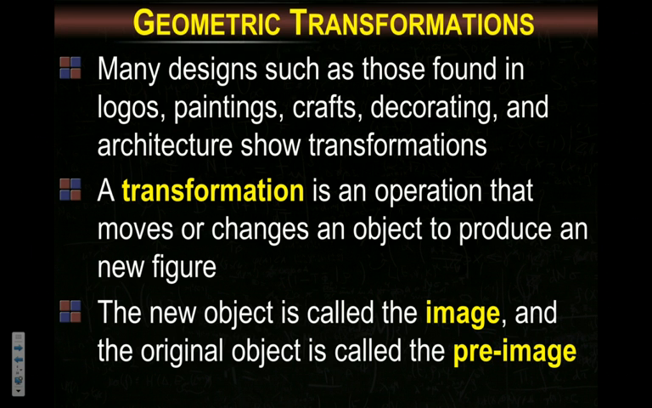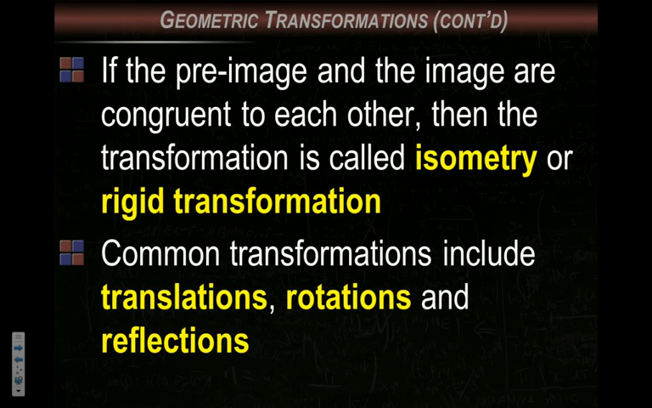The previous object is called the pre-image, and then the new thing you create is often just called the image. Simplest way you could look at that is if you look at yourself in a mirror, you're looking at an image of yourself, and you could call yourself the pre-image. You're the pre-image of that image. So it's the same object. Now, these two objects are essentially congruent to one another, meaning they're essentially the same object. But then if that's true, then the transformation is called a rigid transformation or an isometry. Common transformations include translations, rotations, and reflections.